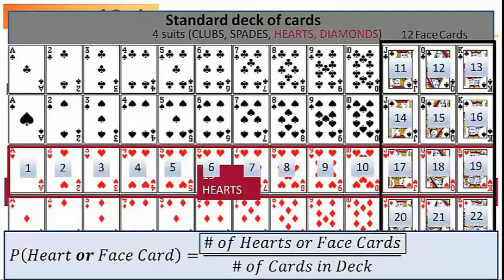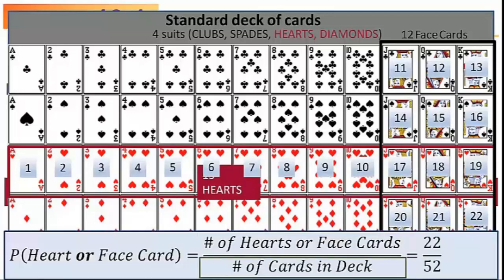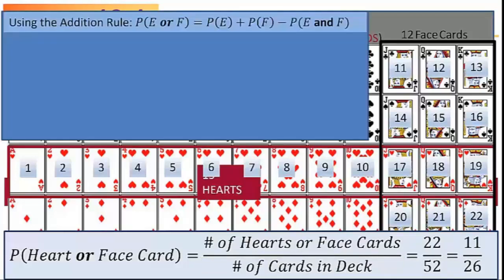Well, if you look at the hearts or face cards and just count them, the face cards are the cards that actually have faces on them, and you've got the hearts as the other possibility. If you just count, you'll see that there are 22 of them over the number of cards in the deck, which is 52. So you get 22 over 52, and if you want to reduce it, you get 11 over 26.